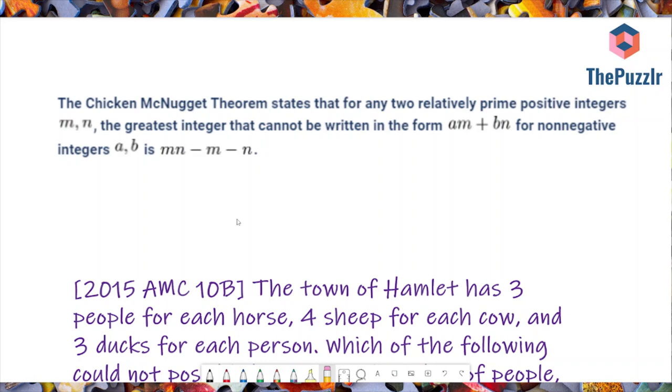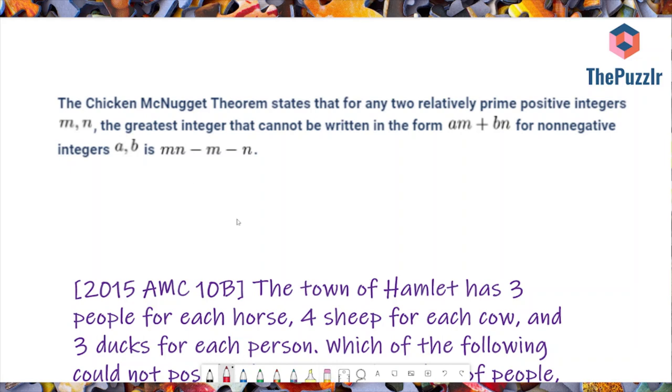Let's move on to the next topic, the Chicken McNugget Theorem, which states that for any two relatively prime positive integers m and n, the greatest integer that cannot be written in the form am plus bn for non-negative integers a and b is m times n minus m minus n. What does that mean? Well, it's saying that if you have, say, a company that only sells donuts in boxes of 3 and 5, then the maximum number of donuts that you cannot buy is equal to 3 times 5.